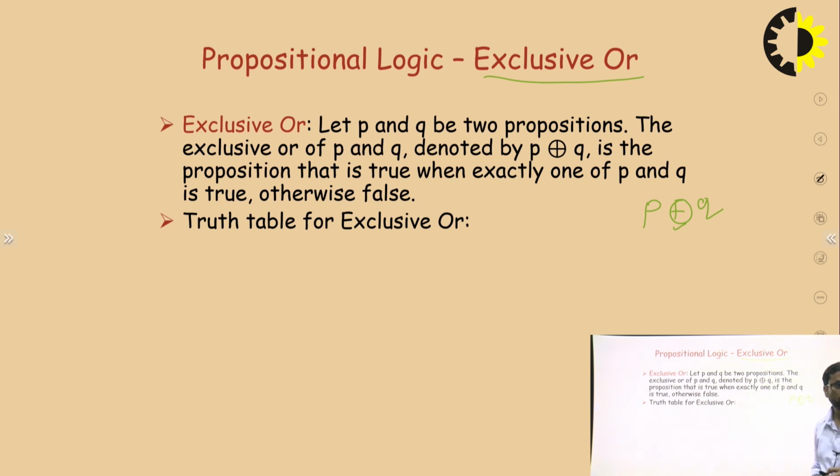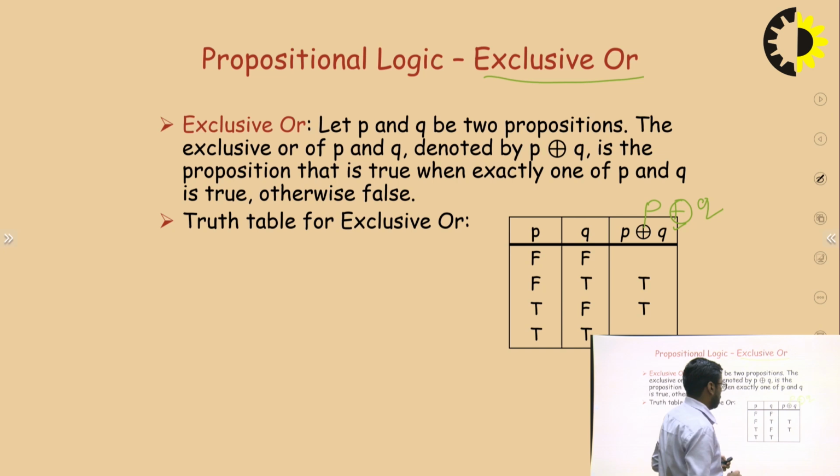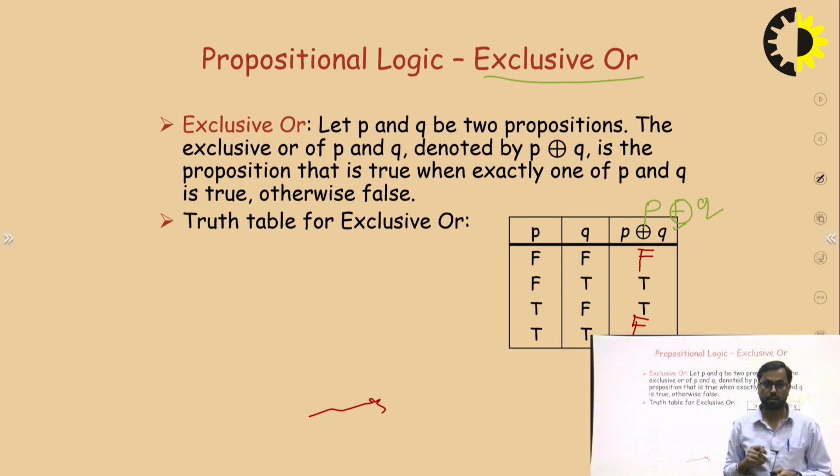The truth table for exclusive or is this: if the values of the two predicates differ, then we find the truth value, otherwise it will be false. That means if both the elements are false, then the value will be false. If both the values are true, then we find false. Otherwise, if both the values differ, then we find the truth value, that is true.